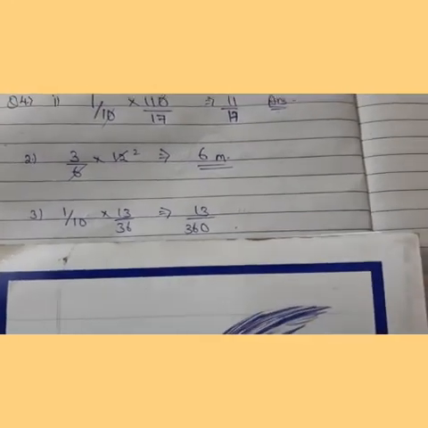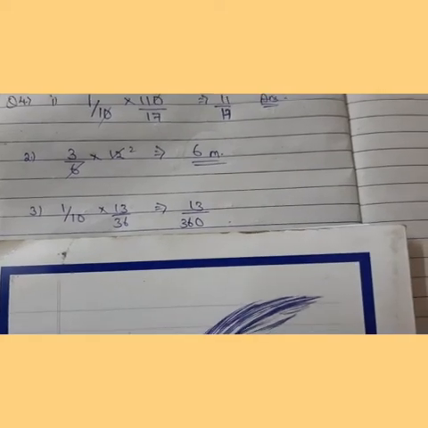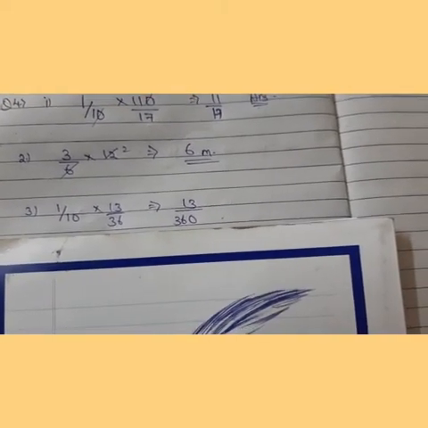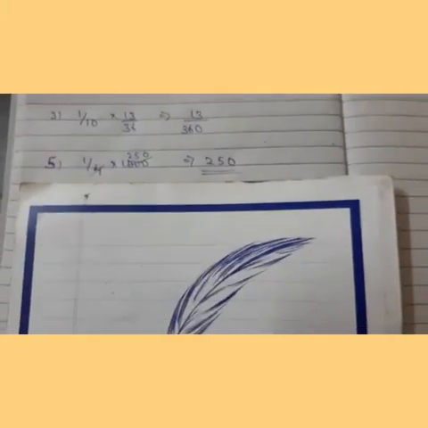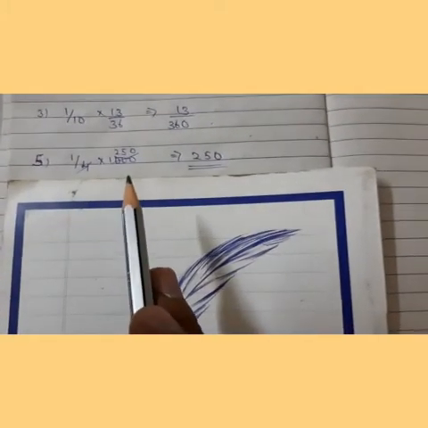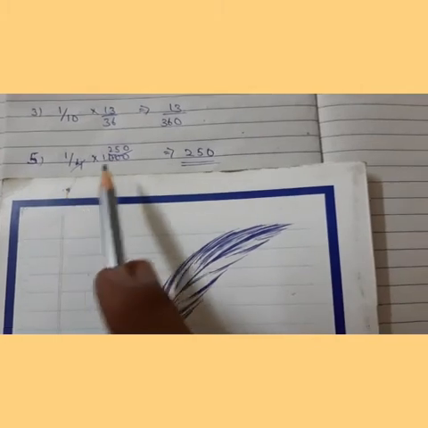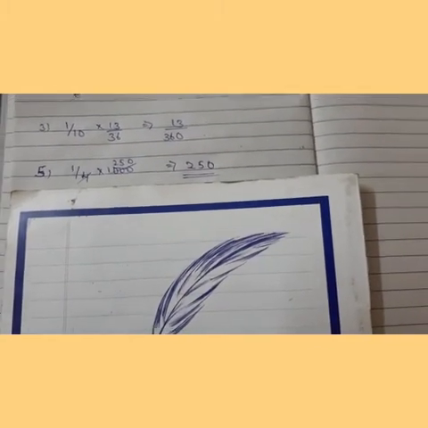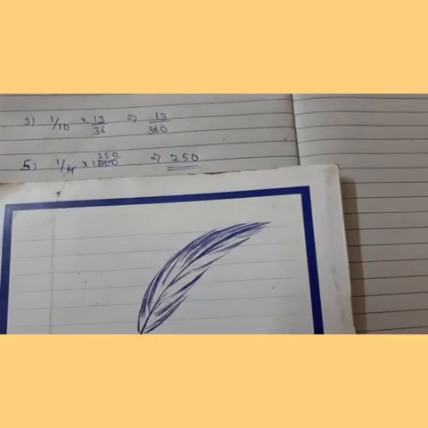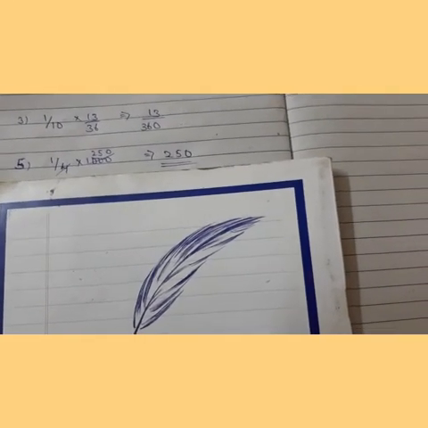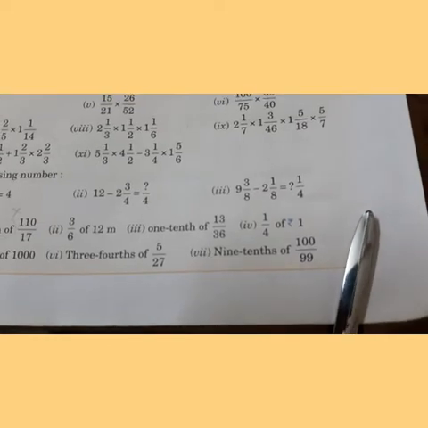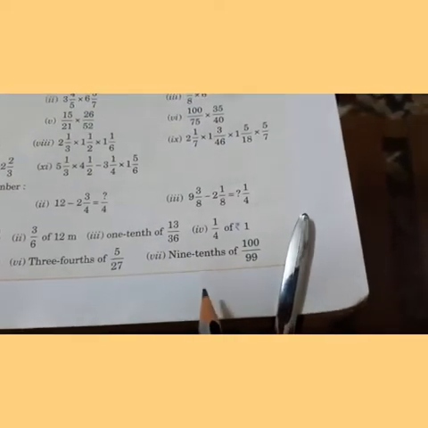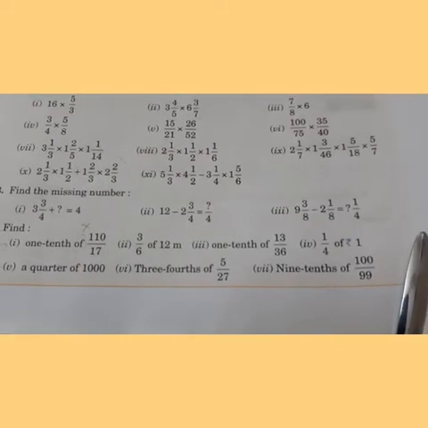Now fifth question, it's given a quarter of 1000. Now quarter means 1 by 4th part of anything. So a quarter of 1000 means 1 upon 4 into 1000. Simply do the cancellation. The answer will come 250. Then 3/4 of 5 upon 27, 3 by 4 into 5 upon 27. 9/10 of 100 upon 99, it will be 9 upon 10 into 100 by 99. This is how you need to solve.